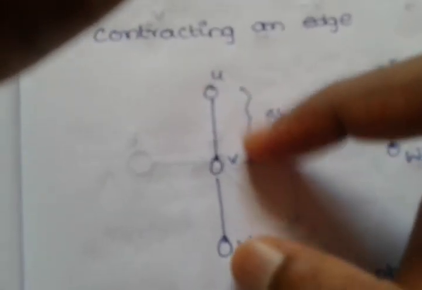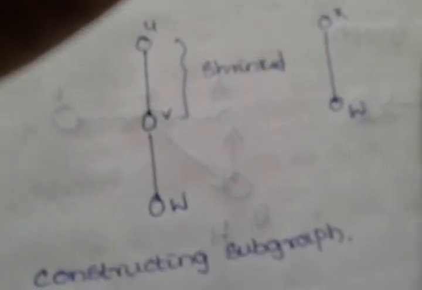This exists UV. This is U, this is V. This is an edge. These two vertices are combined together to form a single vertex. We are going to get it as a single vertex X, and then we are going to use the W. This is called as contracting an edge.